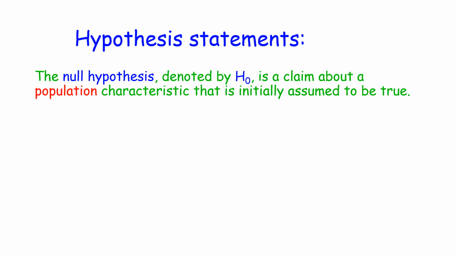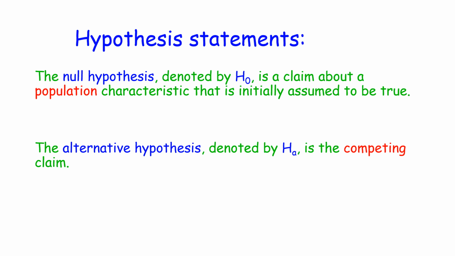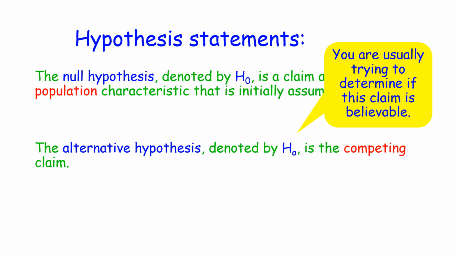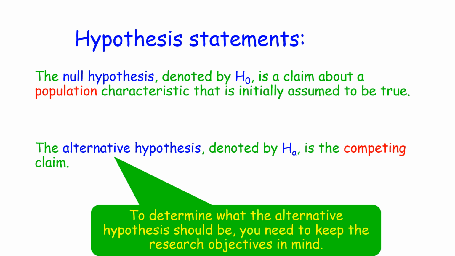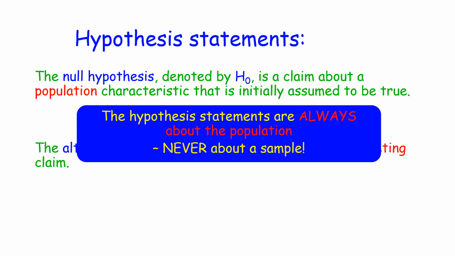Hypothesis statements are the null hypothesis, which we denote by H sub naught, and is a claim about a population characteristic that is initially assumed to be true. The alternative hypothesis, denoted by H sub A, is the competing claim. You're usually trying to determine if this claim is believable. So to determine what the alternative hypothesis should be, you need to keep the research objectives in mind. The hypothesis statements are always about the population, never, I repeat, never about a sample.